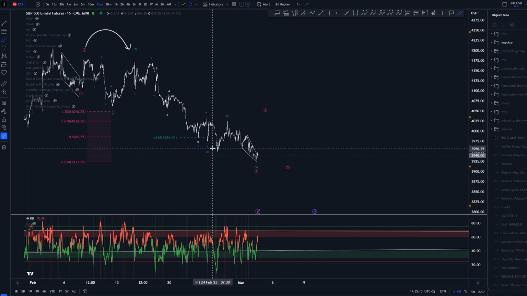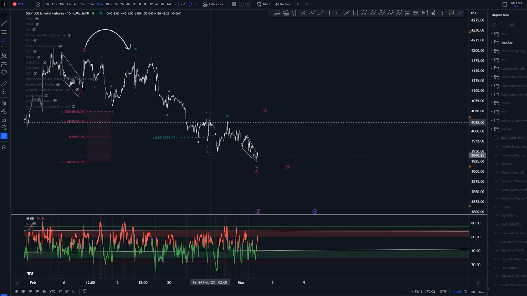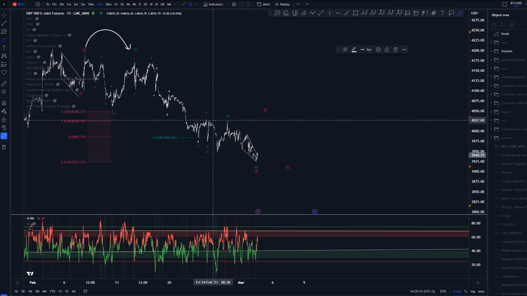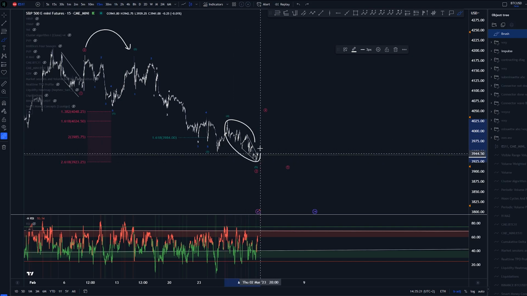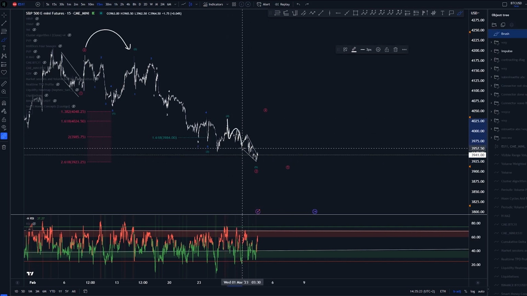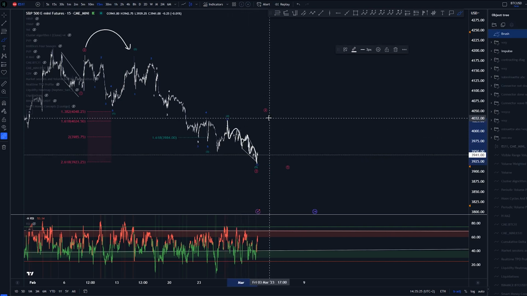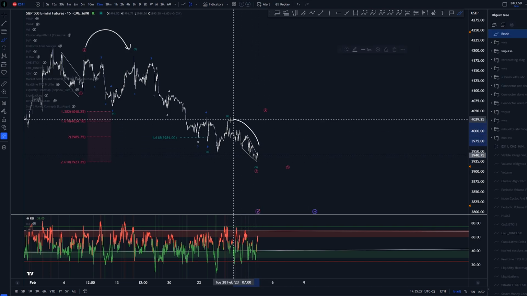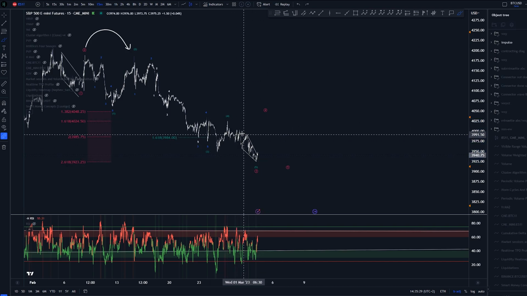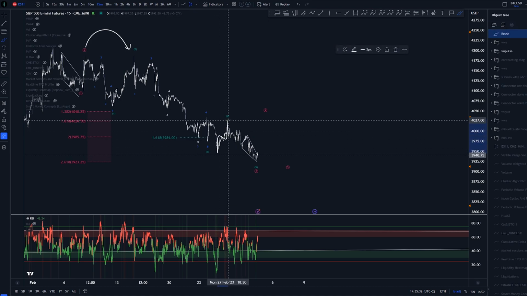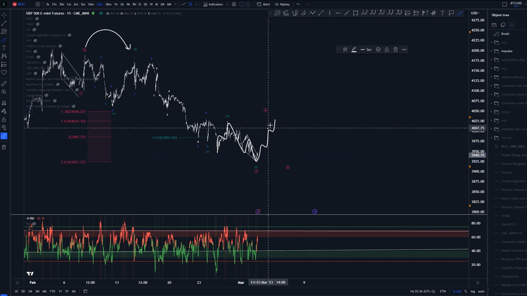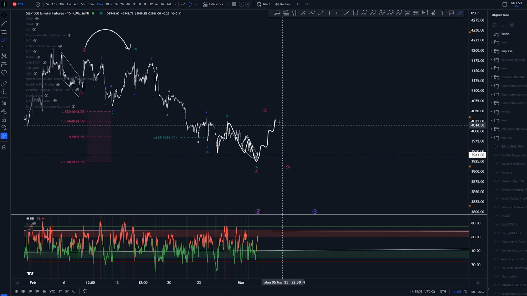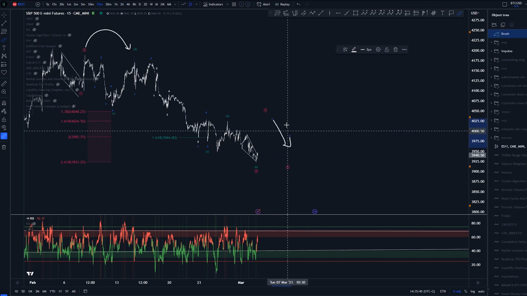Now, of course, there is some possibility where we have these kind of structures labeled wrong, and this would become some kind of A, B, and C. I'm sure there are a lot of ways to label this. 3, for example, here, 3, and then 3. So there is definitely a way to label this in a three-wave as well, giving us a WXY there, WXY here, and then we would be getting that 5-wave structure here. So again, if we get that divergence here and 5-wave structure, we could be looking for another short setup.